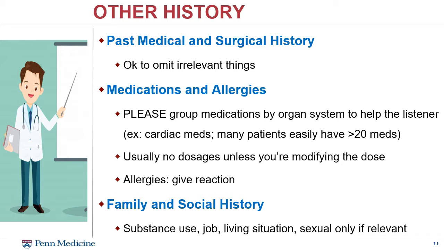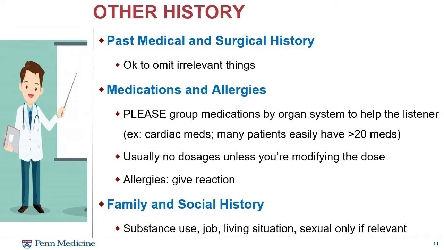Medications and allergies, most real patients who aren't standardized patients have over 20 medications. So it's definitely easier if you organize them by organ system. For example, saying that for CHF, the patient's on lisinopril, metoprolol, isosorbide, and hydralazine altogether. You usually don't have to give dosages unless you're modifying the dose. Things that I do want to hear dosages on are things like opiate pain medications and maybe furosemide or Lasix dosing. Allergies, you can give the reaction if you have access to that.